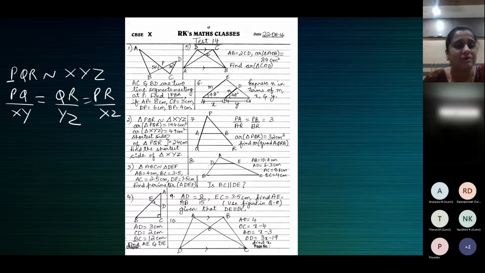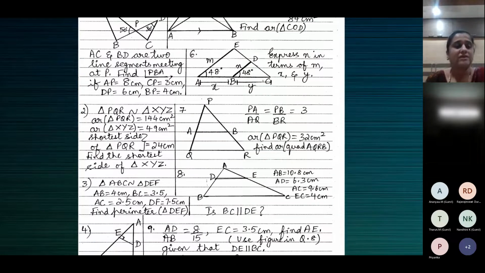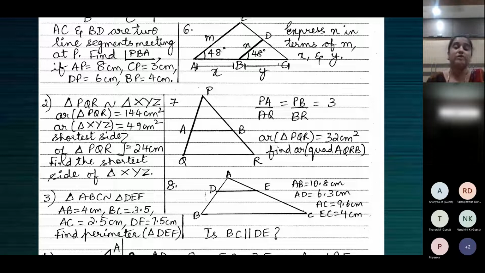That means angle P is equal to angle X, angle Q is equal to angle Y, angle R is equal to angle Z. Corresponding sides are proportional, corresponding angles are equal. So two triangles are given to be similar, the area of each triangle is given, and the shortest side of one triangle is given. You must find the shortest side of the other triangle. So now here you'll have to use the area theorem.